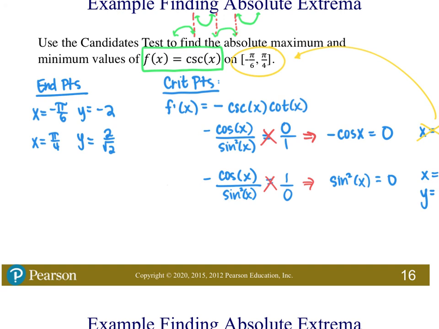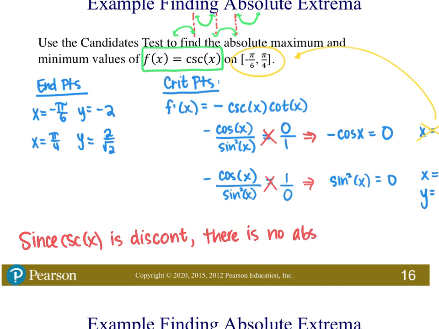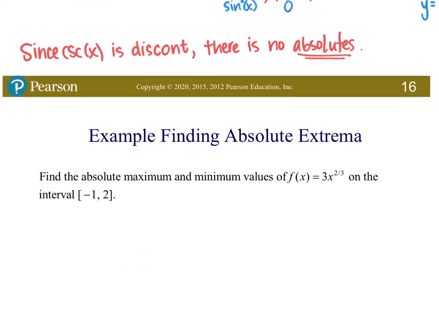So since cosecant x is discontinuous, there is no absolute. So watch that. Make sure it's continuous on your original interval. That may have saved us the work if we would have noticed that right at the beginning. All right, last one.